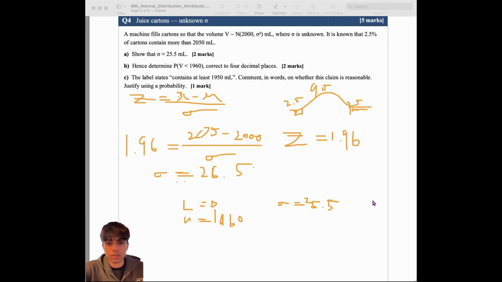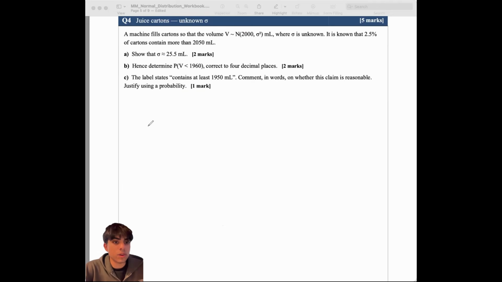And yes, there are some more decimal places, but since it says to show that it's approximately 25.5, I'm sure it's fine to just leave it at that one decimal place. And then we'll have the mean of 2000. Sub all those numbers in, and you get an answer of 0.584. All right, then now let's move on to part C.